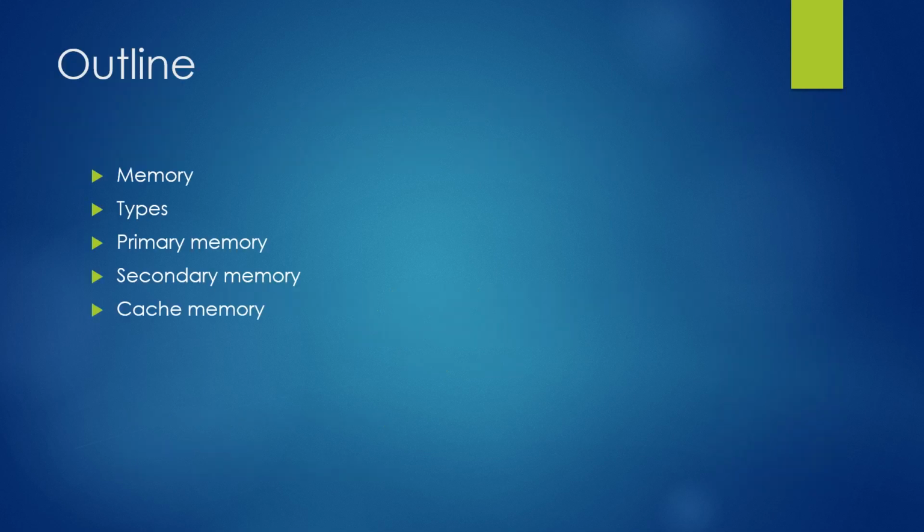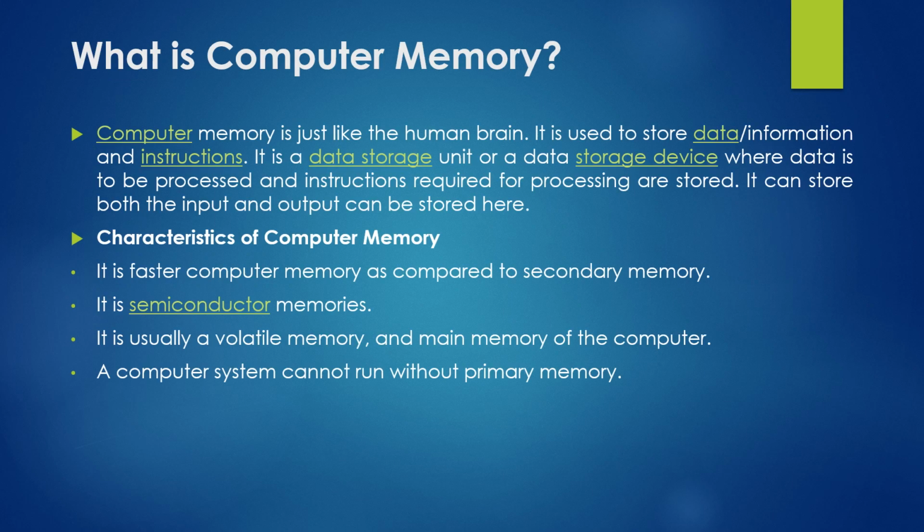The outlines are memory and its types: primary memory, secondary memory, and cache memory. First, what is computer memory? It's just like the human brain. It is used to store data, information, and instructions. It is a data storage unit or device where data to be processed and instructions required for processing are stored. Both input and output can be stored here.